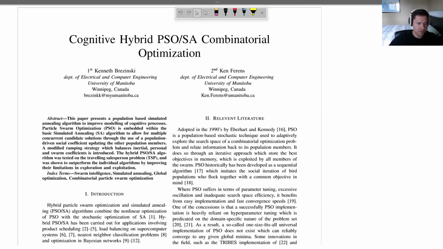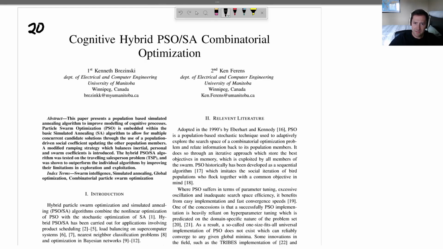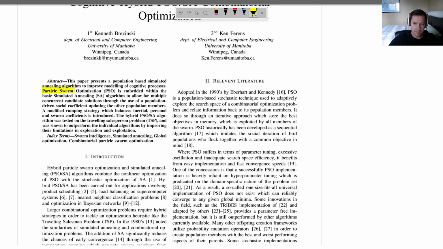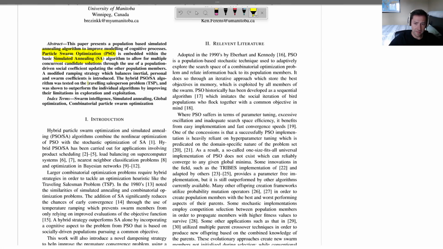So today I've got a special presentation for you, which is previous work that was completed, I believe, in 2019. This is related to a cognitive hybrid particle swarm optimization simulated annealing work to solve a combinatorial optimization problem. This is work that me and my supervisor completed together. Ultimately, one of the things that we wanted to do was improve modeling of cognitive processes using these two techniques, particle swarm optimization and simulated annealing, which I'll get to in the methodology. We also wanted to solve some simple combinatorial optimization problems, one of which being the more famous NP-hard problem, the traveling salesman problem.